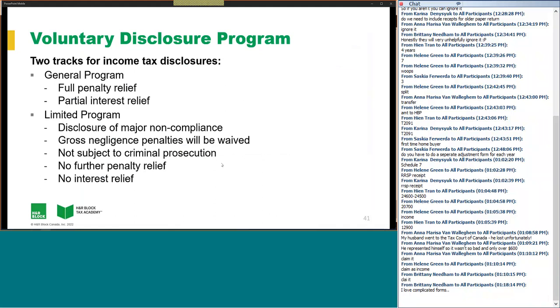There is a limited program, which is a disclosure of major noncompliance, where they will waive gross negligence penalties. That's not going to be our clients. That's going to be the big companies who have done a thing and they think they're not going to get away with it. Limited program means you still have to pay all the penalties and all the interest. They're just not going to prosecute you in court. Okay, that's what the limited program is for. Our clients will fall under the general program. Are there any questions about the voluntary disclosure program?